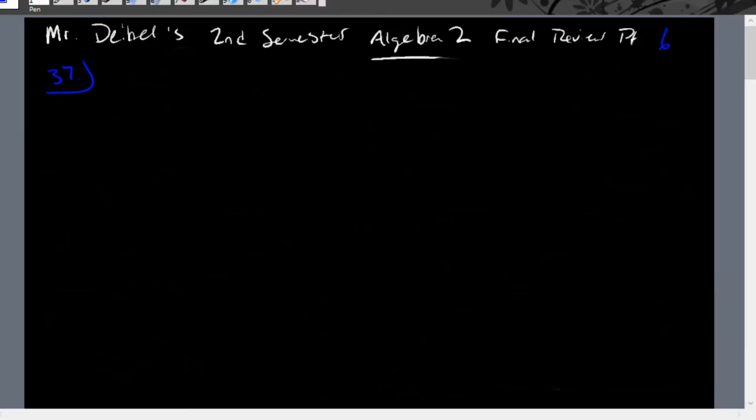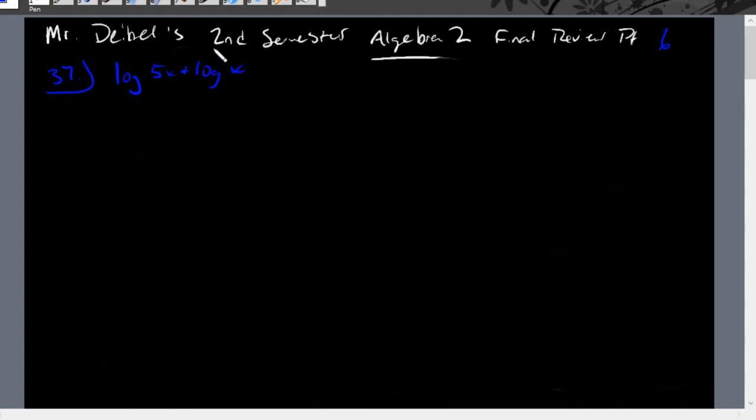Back. This puts us at part 6 of our semester 2 final review. Now, start on number 37. The instructions say condense the following logarithmic expressions and simplify. So, let's go ahead and write down the problem and I'll start explaining what's going on. You've got log of 5x plus log of x.